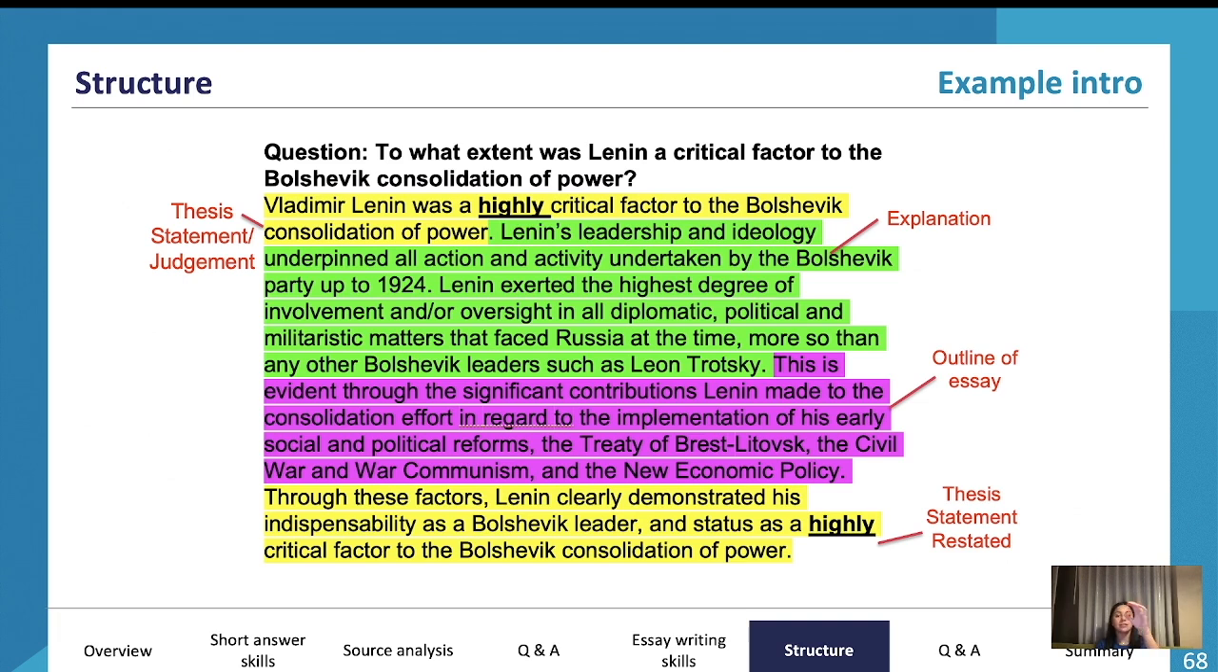Then your second couple of lines, 2 to 3 sentences, is just really explaining that judgment and how you got there and why you're making that argument of highly critical instead of limited. It's just proving that. And then you're going to say, this is my judgment. This is why I believe it. This is proof of why I'm right. And that's where you talk about the outline of the essay.